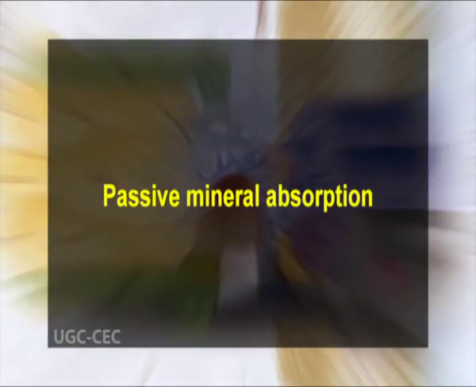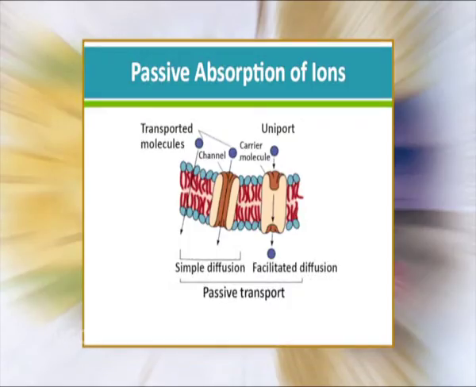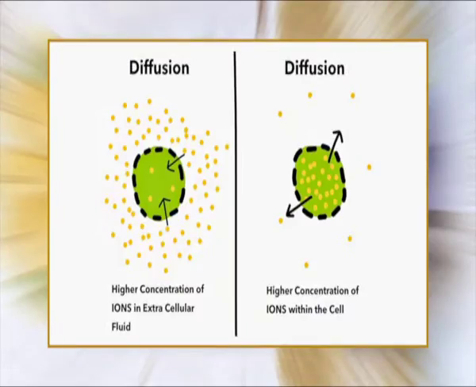First, passive mineral uptake. Passive absorption of minerals is a physical process which does not involve any direct expenditure of metabolic energy. It takes place by, first, diffusion. It's a passive movement of minerals and other substances along the gradient of their chemical and electrochemical potentials across the cell membrane. Diffusion is of two types.